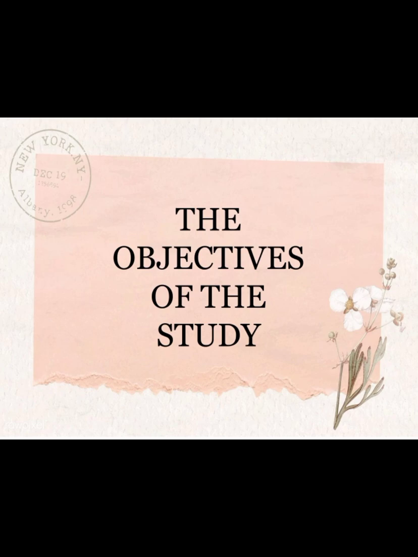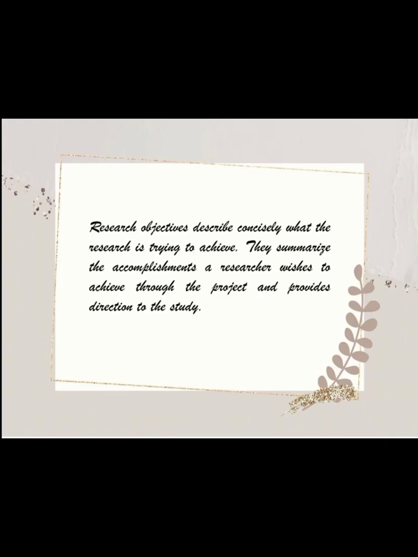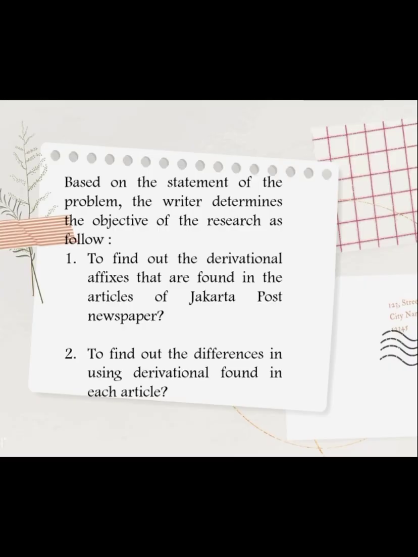The objectives of the study. Research objectives describe concisely what the research is trying to achieve. They summarize the accomplishments a researcher wishes to achieve through the project and provide direction to the study. A research objective must be achievable. It must be framed keeping in mind the available time, infrastructure required for research, and other resources. Before forming a research objective, you should read about all the developments in your area of research and find gaps in knowledge that need to be addressed. Here is the example of the objective of the study.